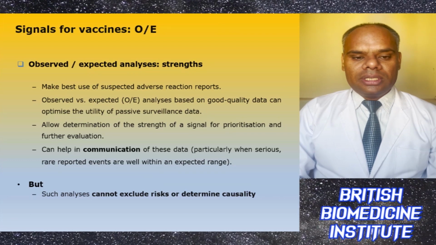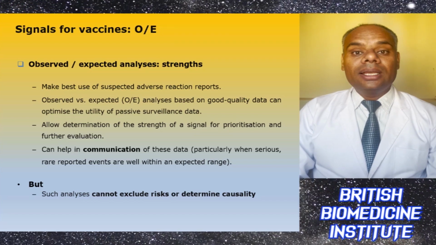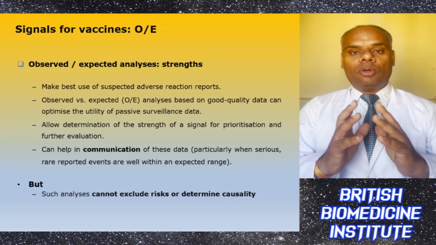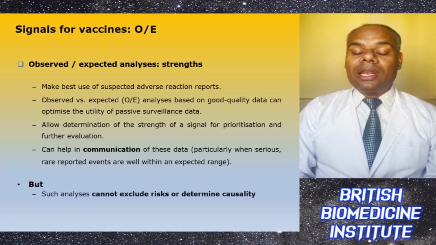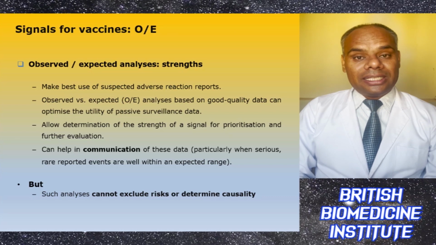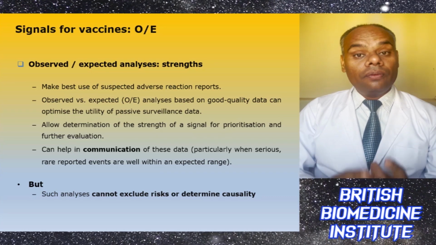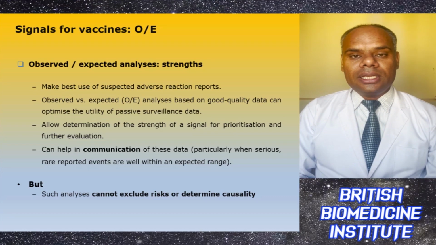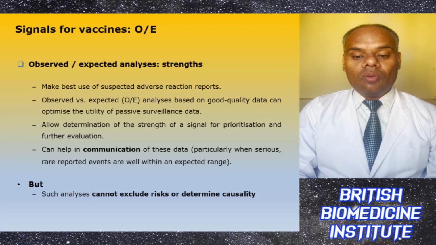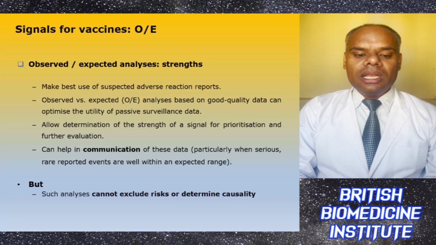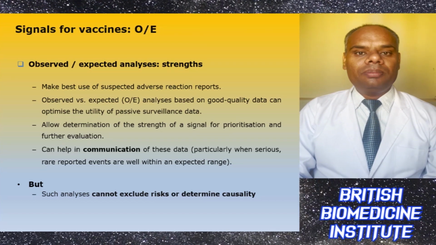Next, we can have a look at the observed versus expected analysis. The major strength is making the best use of suspected adverse drug reaction reports. Observed versus expected, OE, analysis is based on good quality data that can be optimized by utilizing passive surveillance clinical data. It allows determination of the strength of a signal for prioritization and further evaluation. It can also help in communication of these clinical data, particularly when serious, rare, reported events are well within the expected range. But such analysis cannot exclude risk or determine causality related to the vaccination program.